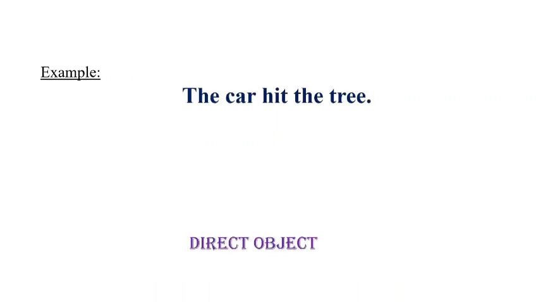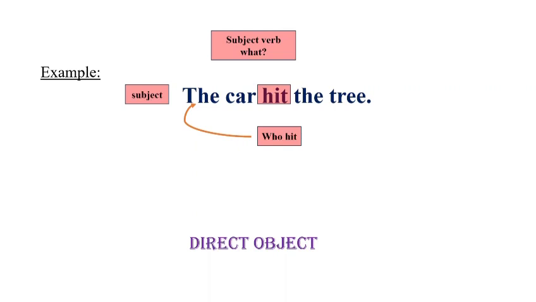The sentence is: the car hit the tree. So first, your task is to identify the verb in this sentence. What is the verb in the sentence? Hit. So you have to ask who hit. The answer is the car. So car is the subject of the sentence. Then you can ask subject, verb, what? The car hit what? The answer is the tree, that is the direct object.